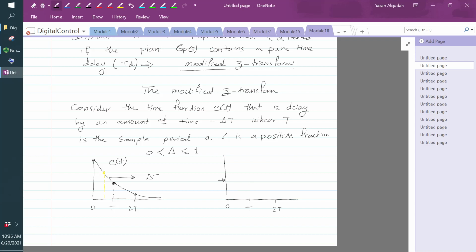Nevertheless, we'll replot it. So this value was here. So now it's delayed like this. And the signal is going like this. This time we said is equal to delta multiplied by t. And this time we're gonna call it m multiplied by t.